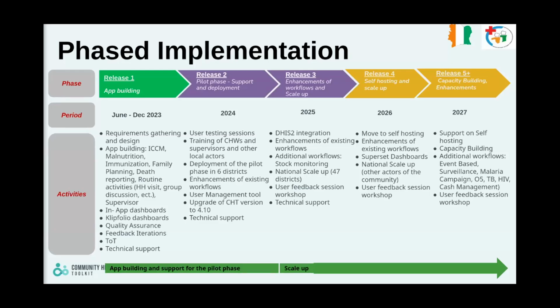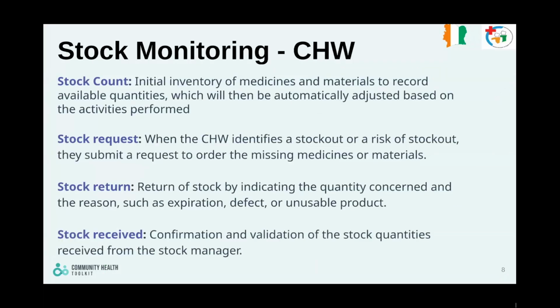And for next year, we are thinking about capacity building. The plan is to do capacity building to make sure that the MOH takes ownership of their tool. So those are the phases of the implementation. I will now talk about the commodity management, or the stock management.